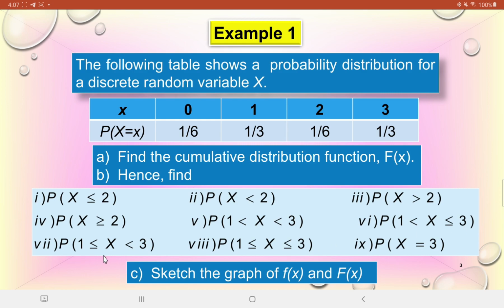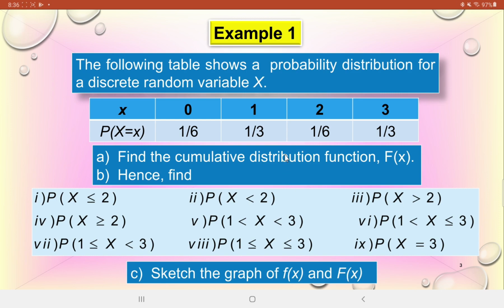7. P(X more than or equal to 1 and less than 3). 8. P(X more than or equal to 1 and less than or equal to 3). 9. P(X equal 3). C. Sketch the graph of the probability distribution function small f and the cumulative distribution function capital F.